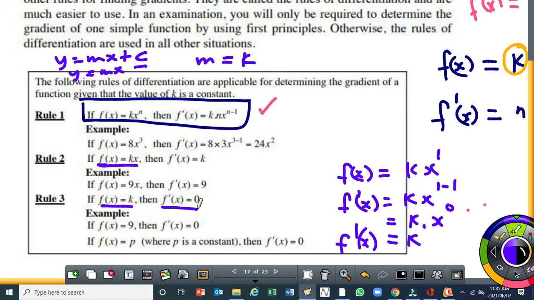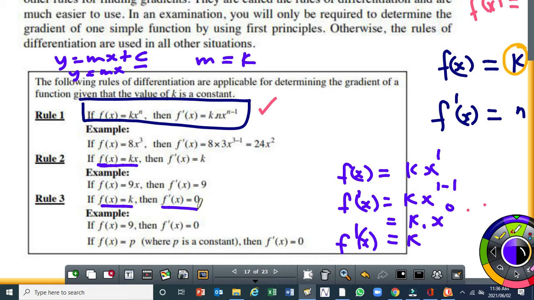When it says f of x equal to k, it means we are talking about a horizontal line. The gradient of the horizontal line is 0. Rule number 2 is the gradient of a linear function, which is equal to the coefficient of x. And then rule number 1 is applicable to quadratic and cubic functions. As I told you, you don't find derivatives of exponential functions. That's for graduate level mathematics.